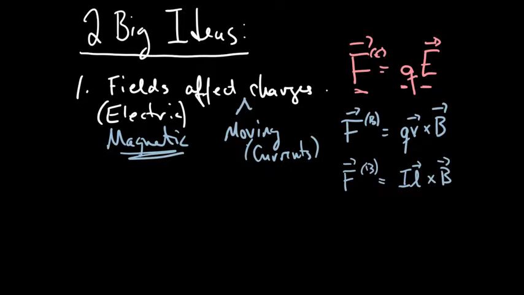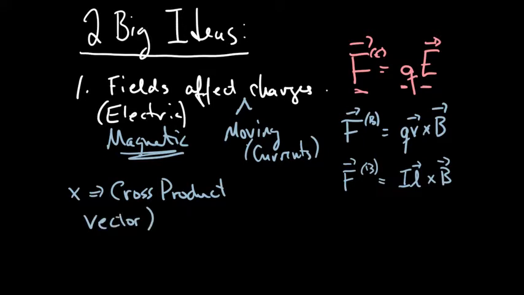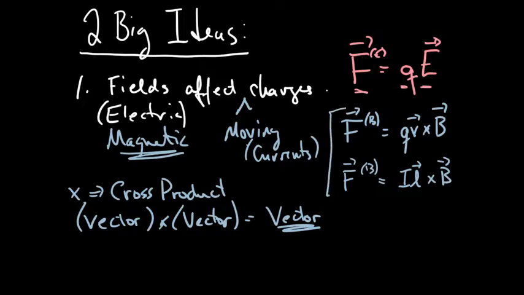And I want you to remember that this cross product is not regular multiplication. This is a cross product. It is a way of taking a vector times a vector and getting a vector. And we'll definitely talk about that a little bit more in a second, but I just wanted to show these equations to you so that you could see them.